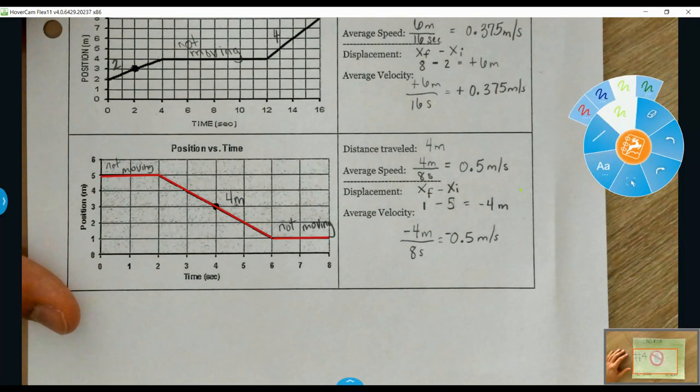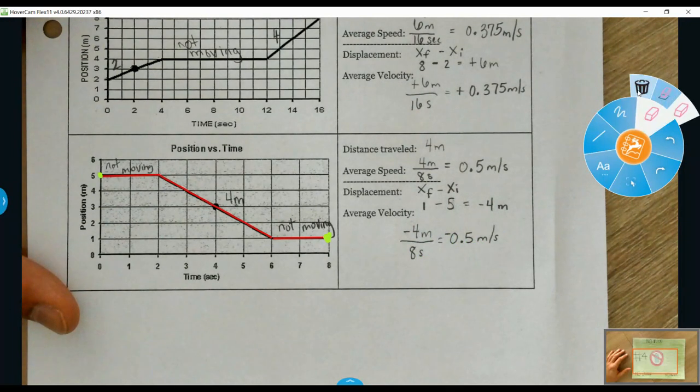Now displacement, final position, which would be right there, and go across, that's at 1. So xf, final position, is 1. And our initial position at time 0 is 5. Boom, negative 4 meters. And displacement divided by time is how you find velocity. Negative 4 over 8, and you get a negative 0.5.